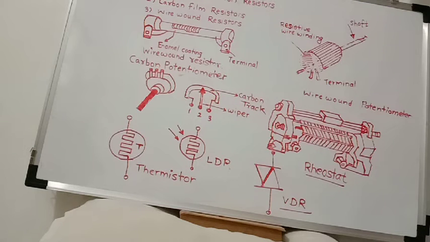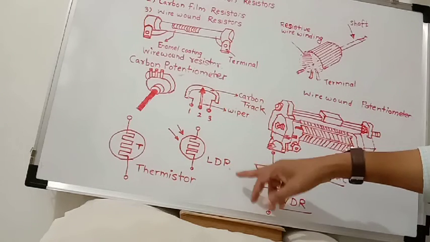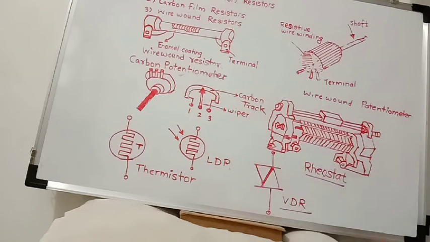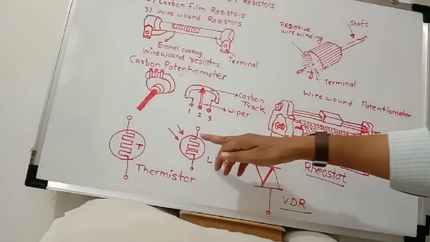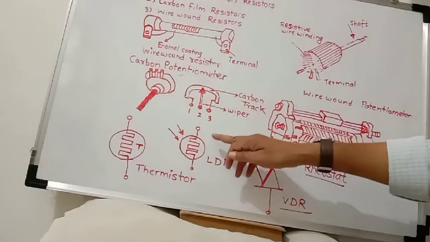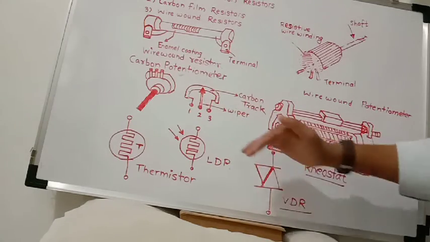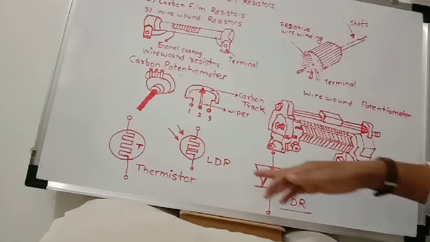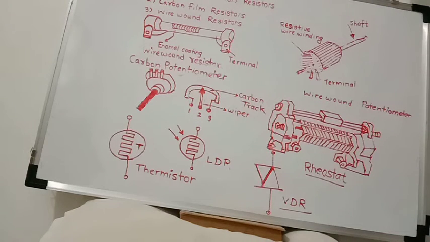When the intensity of light is more, its resistance will be low. The resistance of LDR decreases when light intensity increases. When light is incident on LDR and its intensity is large, then its resistance decreases. But in dark condition, the resistance of LDR increases. So this is called a light dependent resistor.